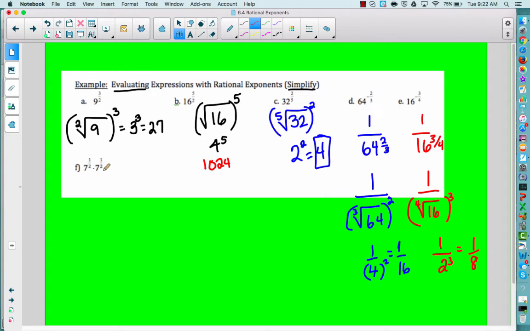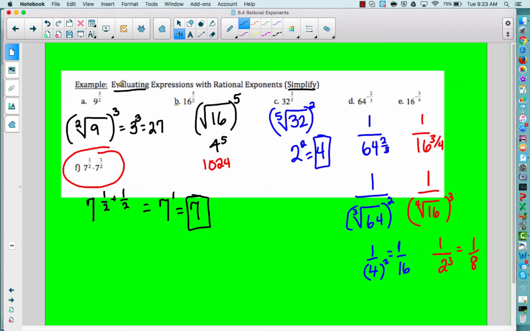Okay? All right, now we also can evaluate expressions that have exponents that are fractions without turning them into radicals, but by using the laws of exponents. So remember the laws of exponents, if I have bases are the same and I have power times a power, we add them. So this would become 7 to the 1/2 plus 1/2. 1/2 plus 1/2 is 1. So this is 7 to the 1 power, which is just 7.